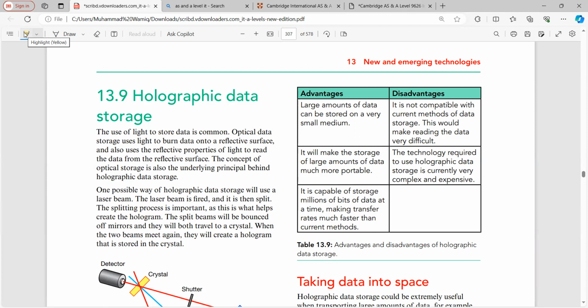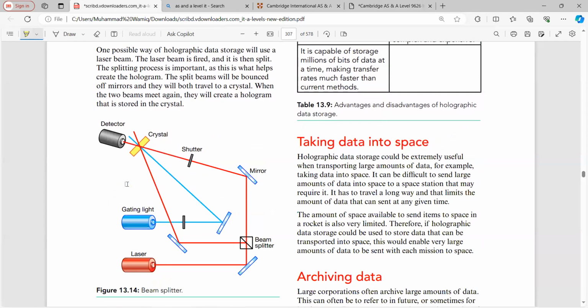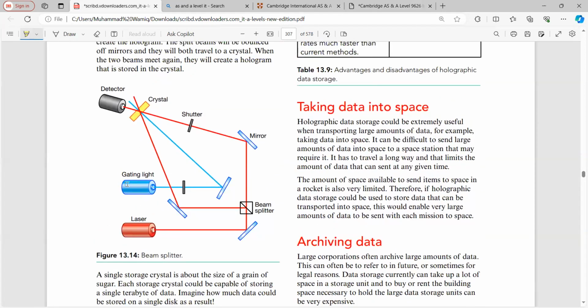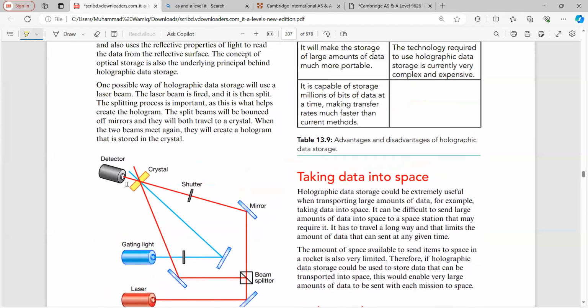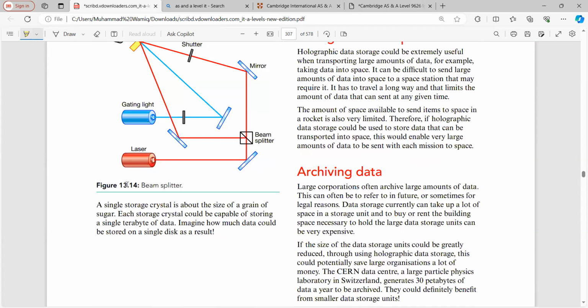The concept of optical storage is also the underlying principle behind holographic data storage, because in holographic data storage, with the help of a laser beam, we are able to store data. You should just be clear regarding the basic concept and just skim these titles through, taking data into space.